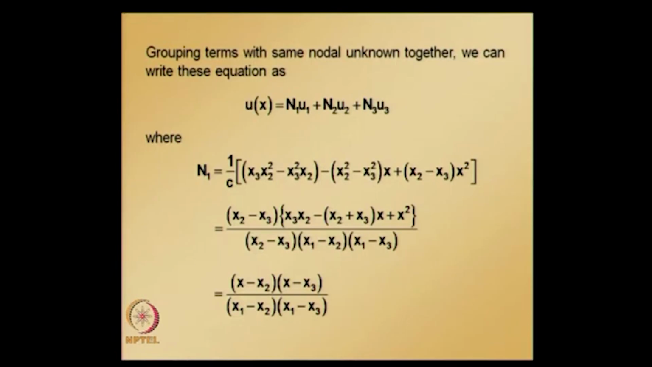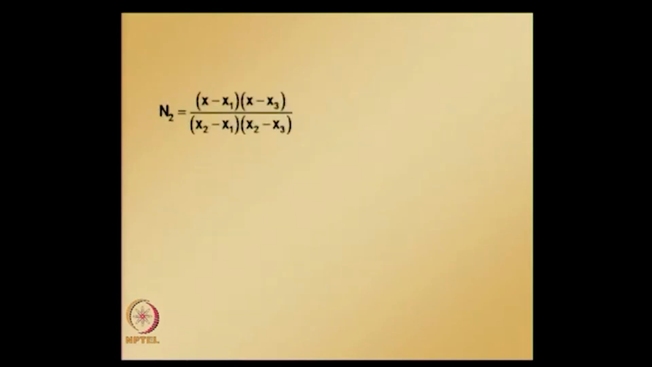And if you see this n1, by substituting x is equal to x1, we notice that n1 is equal to 1, by substituting x is equal to x2 or x is equal to x3, n1 is equal to 0. So, n1 is going to be 1 at x is equal to x1, n1 is going to be 0 when x is not equal to x1. Similarly, n2 and n3 are given by this.